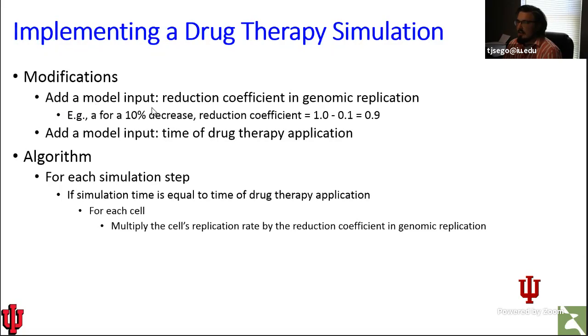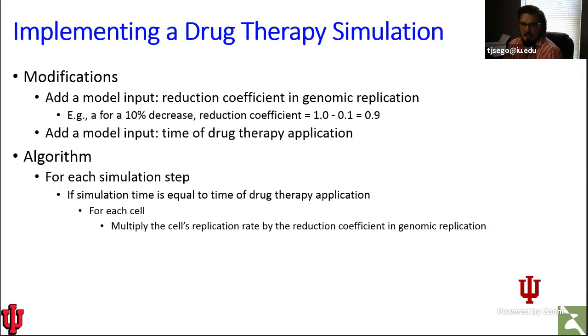We're going to add this model input. We'll call it a reduction coefficient in genomic replication. And we'll describe this as the coefficient that's used to multiply the baseline parameter value by. So if we want to impose, say, a 10% decrease in the replicating rate, then we'll prescribe a coefficient equal to 0.9. And then we'll also prescribe the simulation step at which this reduction is applied to all epithelial cells.